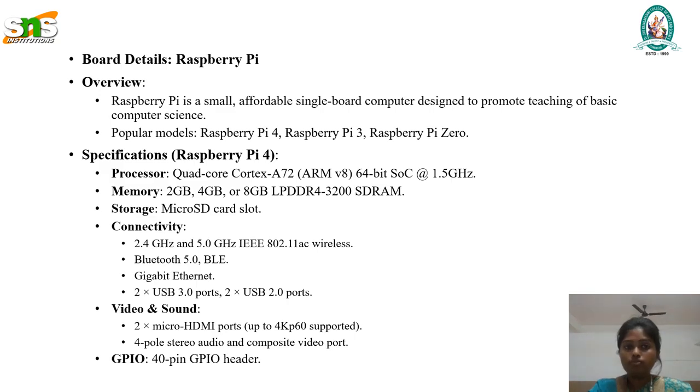Now the board details of Raspberry Pi. Already we know what Arduino is, and the second one is Raspberry Pi. Raspberry Pi is a small, affordable single board computer designed for prototyping and teaching basic computer science. The versions are Raspberry Pi 4, Raspberry Pi 3, and Raspberry Pi Zero. Specifications: processor, memory, storage, and connectivity. We can use video and audio output.